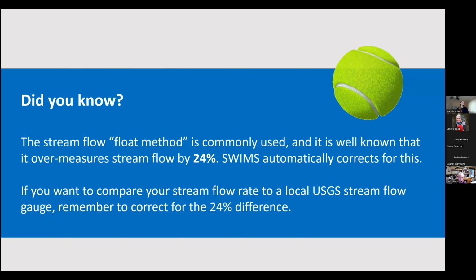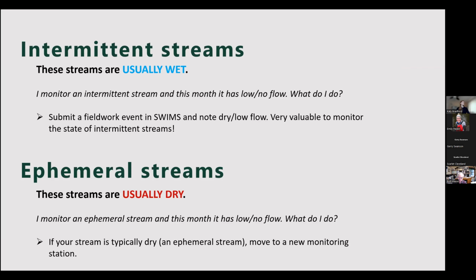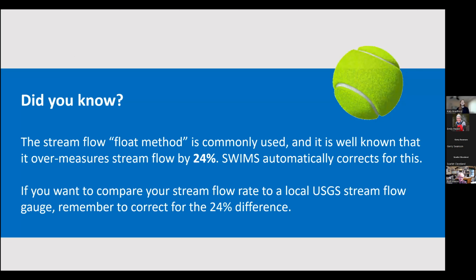And then I think this is the last thing I have. Yep. Whoops, sorry. I just wanted to share, did you know, some of you I'm sure do know this. You've been doing this longer than I have. The stream flow float method, while it's commonly used, it's well known that it over measures stream flow by 24%, and SWIMS automatically corrects for this. So if you want to compare the stream flow reading you're getting to a local USGS stream flow gauge, then you need to account for that 24% difference.